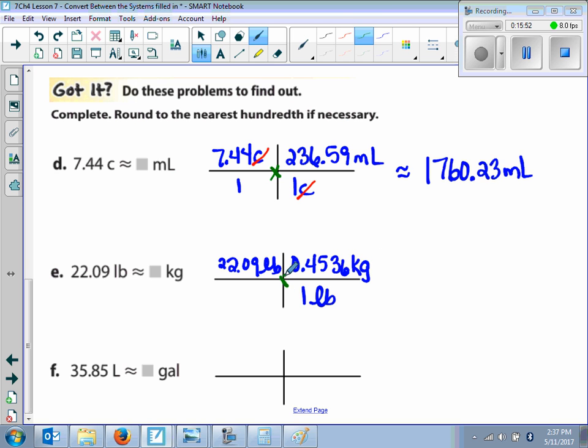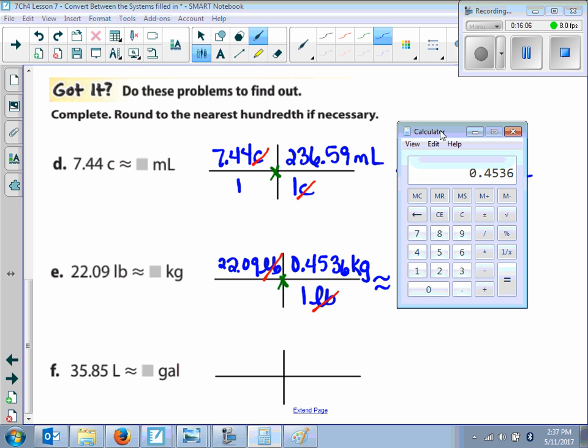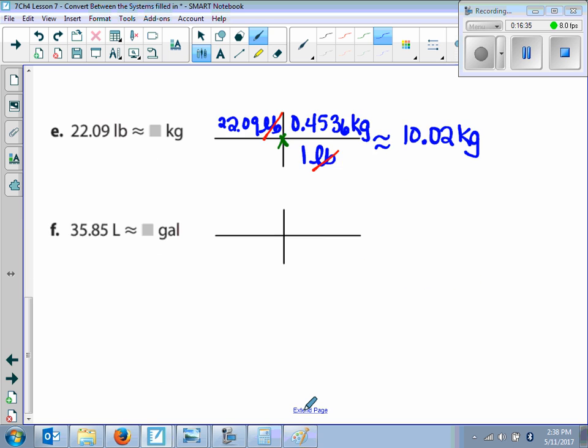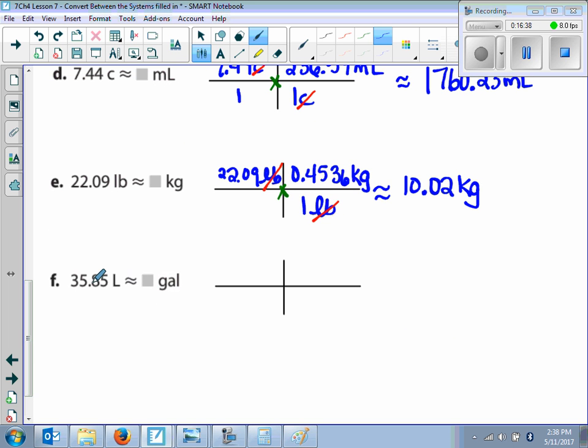And then, of course, we're going to multiply straight across. You'll see here that pounds in the numerator and pounds in the denominator will cancel out, and now we can multiply. So 0.4536 times 22.09, and that gives me 10.020024. Since we're rounding to the nearest hundredth, my final answer will be 10.02. So we've got 10.02 kilograms. Good.